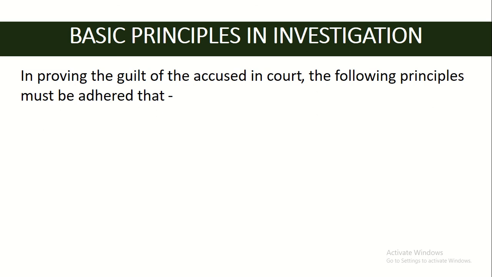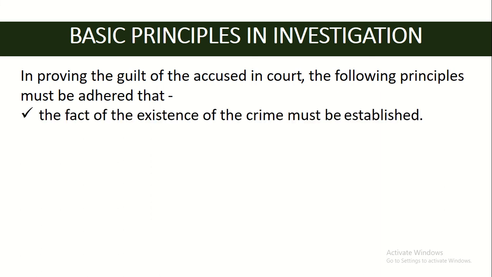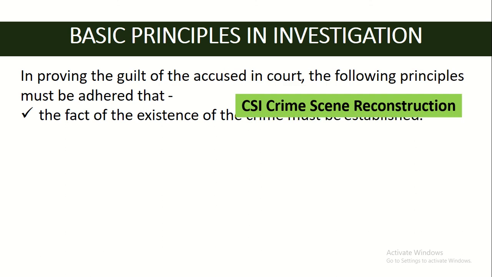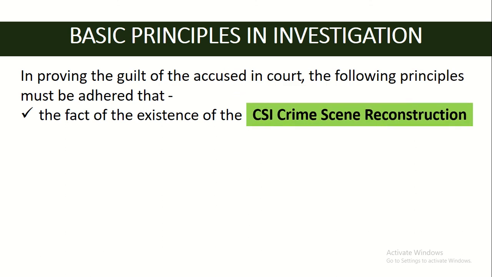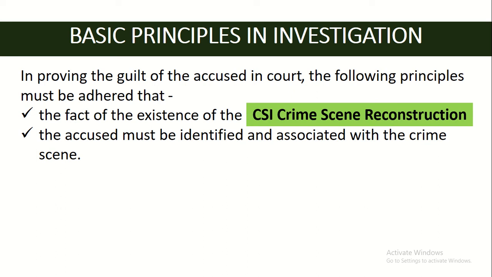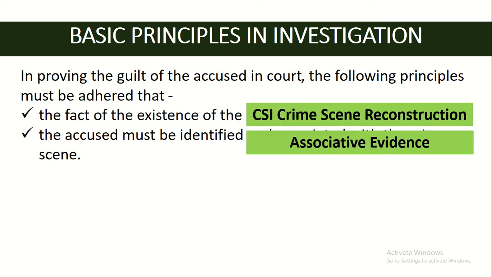Finally, we have the last part of the presentation, which is all about the basic principles in investigation. In proving the guilt of the accused in court, the following principles must be adhered to: the fact of the existence of the crime must be established, and it can be done through crime scene investigation with the process of the so-called crime scene reconstruction. Another principle is that the accused must be identified and associated with the crime scene. And through associative evidence, we can do this.